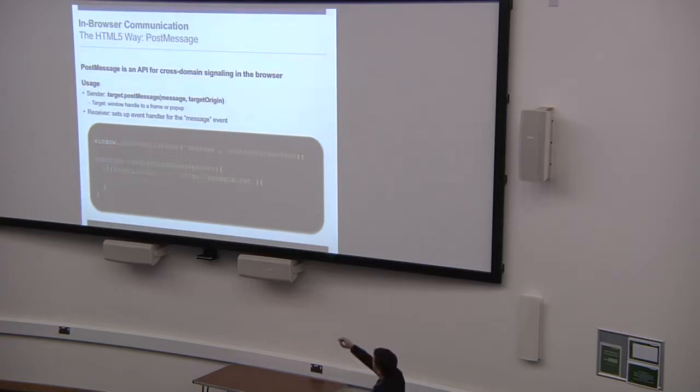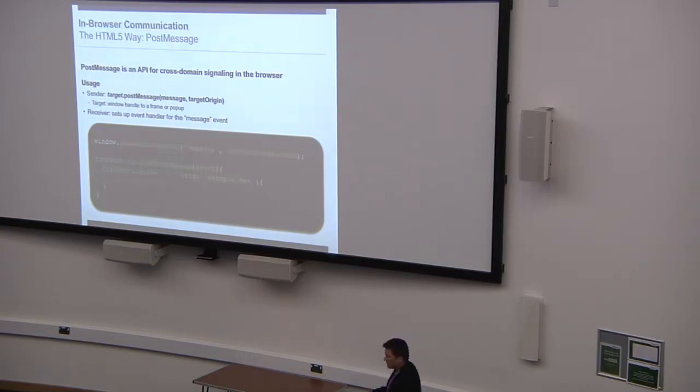So as soon as you have a window handle, here we can see this is the window handle, you can simply call the post message function, then pass a message and tell the function a target origin. And this is important for security. We'll talk about this later. And then you will send this message to this window.